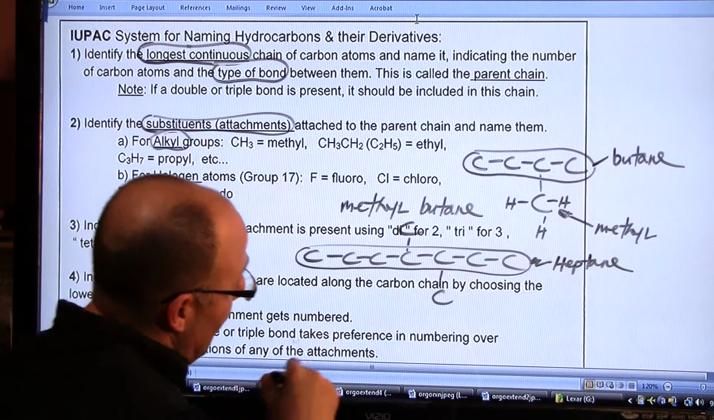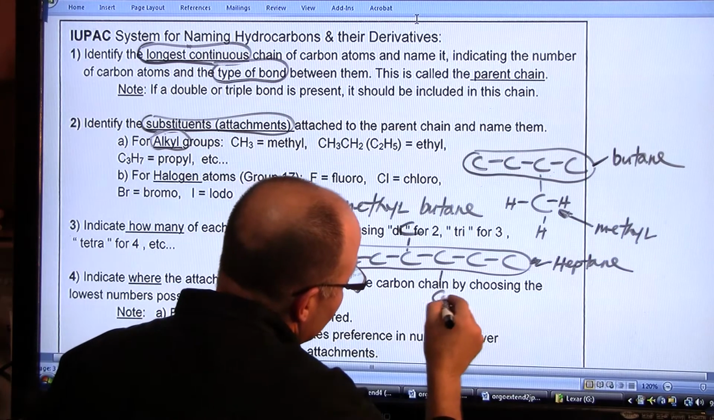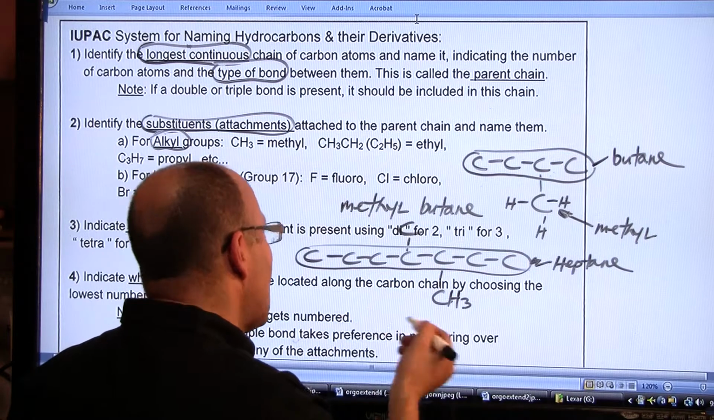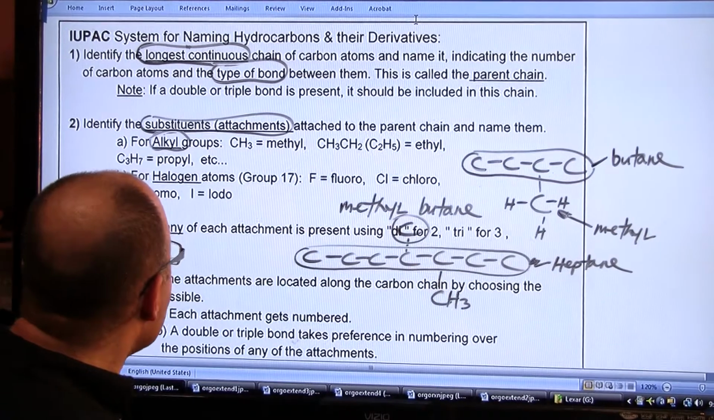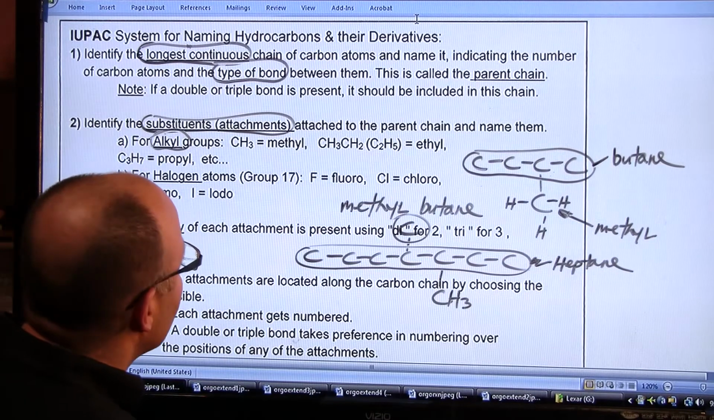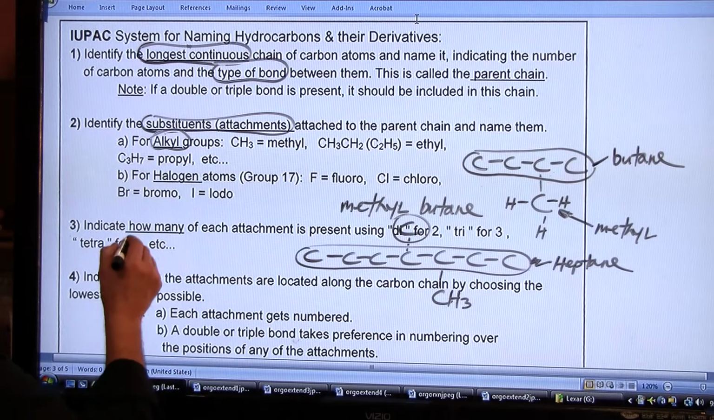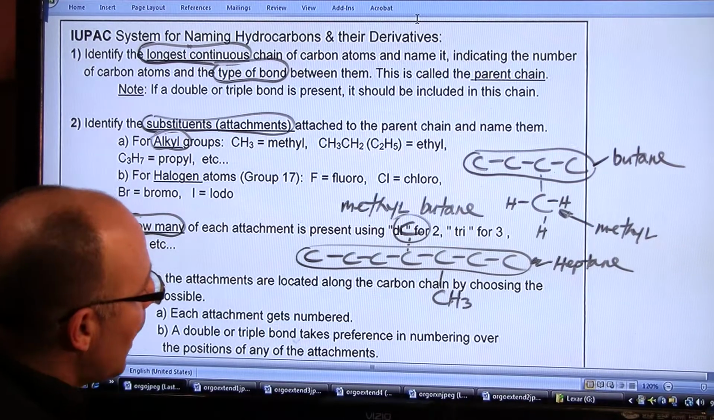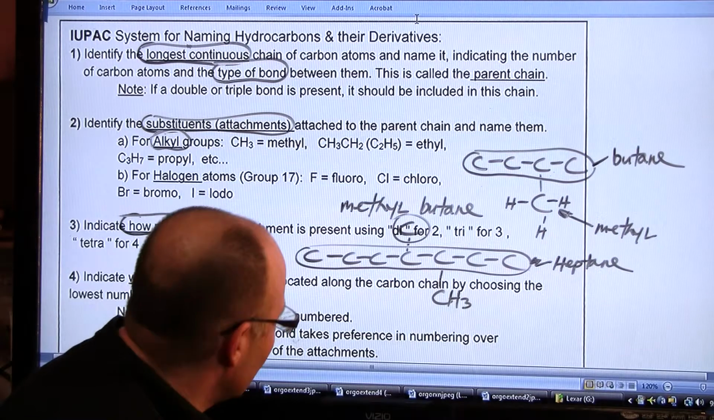As before, the attachments here, we'll call this attachment a CH3. You could draw it like that, or you could draw the hydrogens if you want, and we'll make this one here also CH3. So in this case we have 2 methyl groups on a heptane chain, and that's where rule 3 comes in, where you want to indicate how many of each attachment is present using the di, tri, or tetra prefixes. So in this case, this would be a dimethyl heptane.